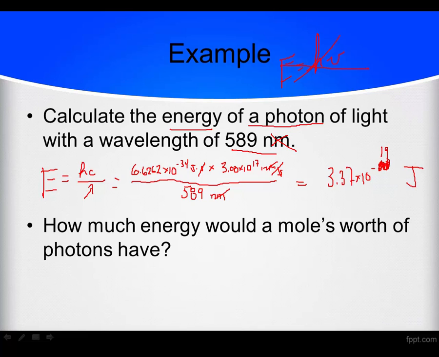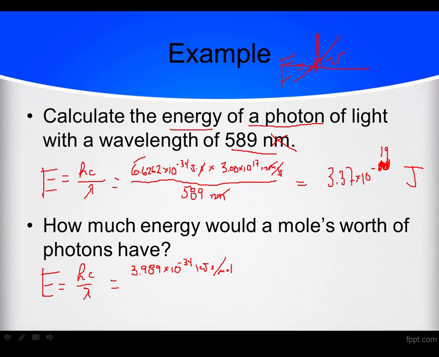If I've got to do a mole's worth of photons, I'm going to use the same equation. I'm still going to use E equals hc over wavelength. The problem is that h has a different value since I've got a mole's worth of photons. Now it has a value of 3.989 times 10 to the negative 34th kilojoule seconds per mole.